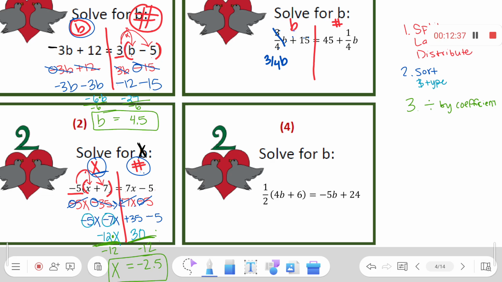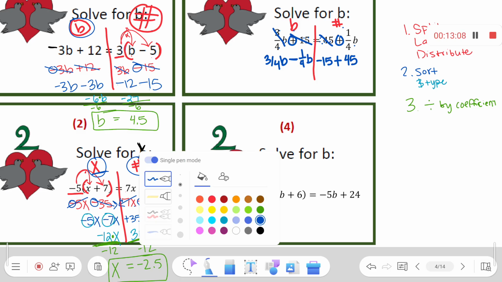+15 is on the b side, but it doesn't have b's, so +15 has to switch to the number side. Because it switches, I change its sign, so instead of +15, it's -15. 45 is on the plain number side, so it stays. Because it stays, I keep its sign. There was no sign, so I assumed it's positive. Then I have +1/4 b, which has b's, so it has to switch to the b side. Because I'm switching it, I switch its sign from positive to negative. So I have -1/4 b there.